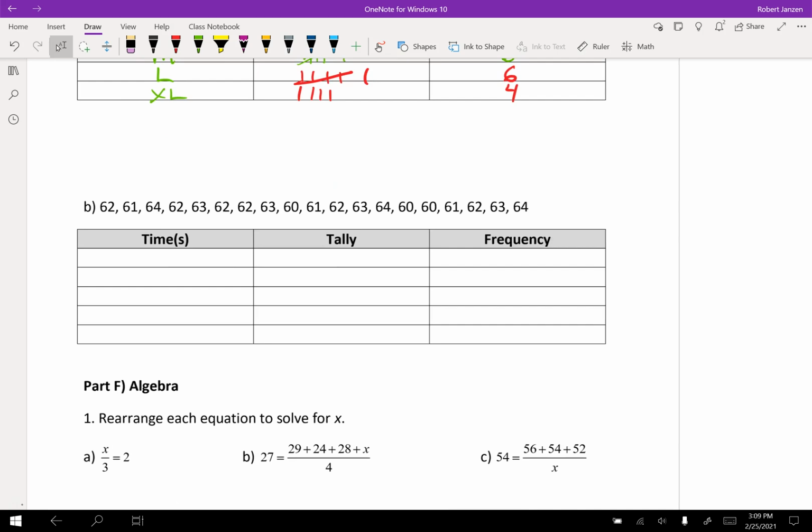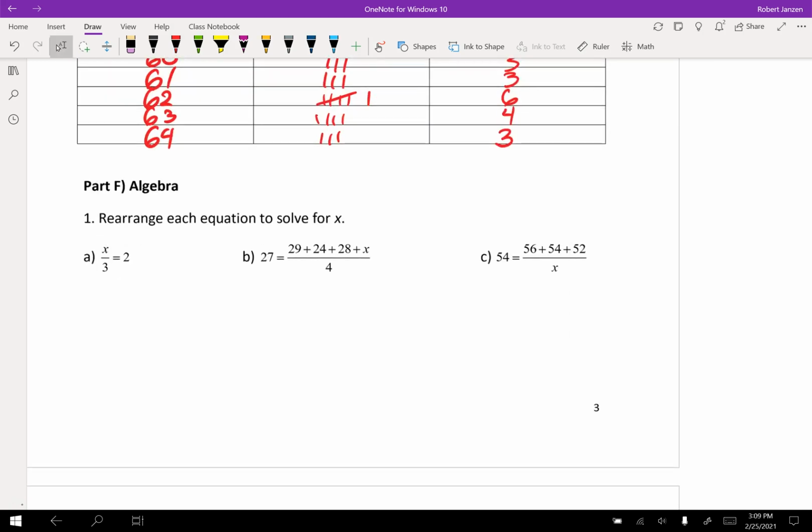See if you can do the same thing with these numbers. There are 5 numbers, 60, 61, 62, 63, and 64. Go ahead and do a tally and then we'll see if you're correct. So that's pretty simple.